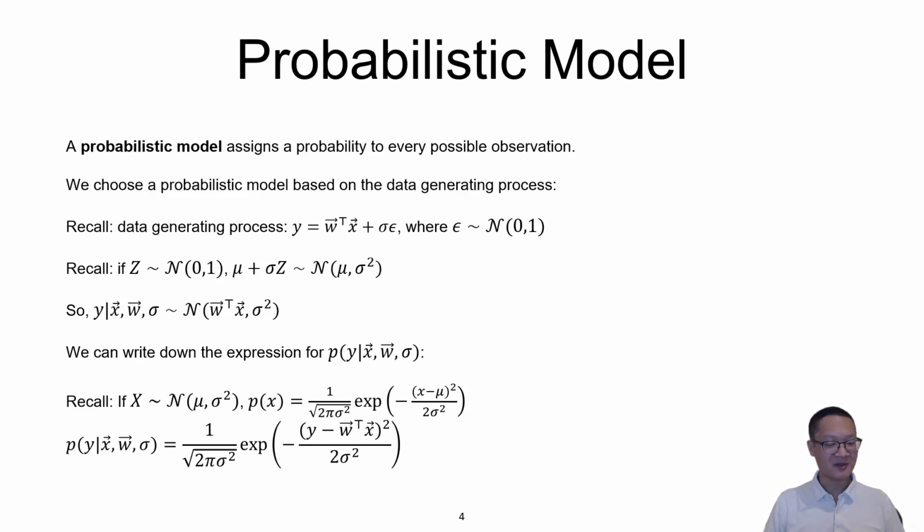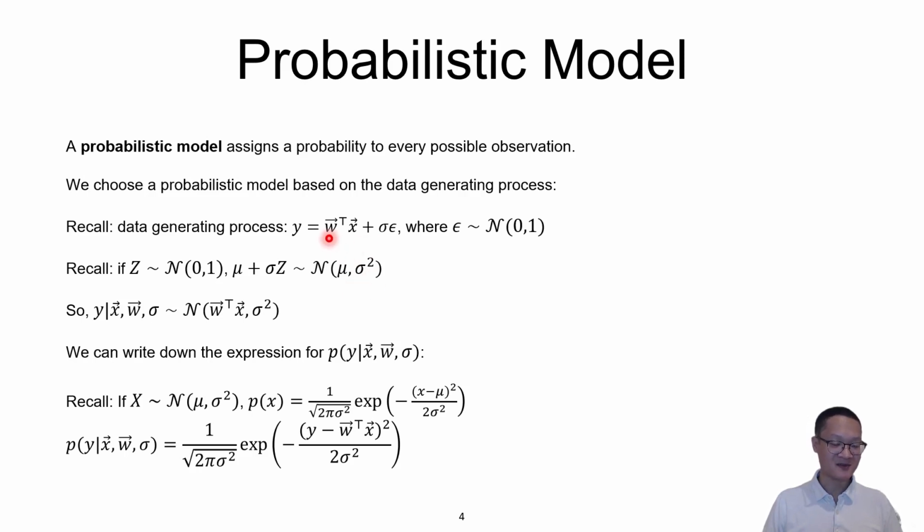Okay, so in general, a probabilistic model assigns a probability to every possible observation. Ideally we choose a probabilistic model based on what we know about the data generating process. In this case, this is what we assumed the data generating process to be, so that's also our probabilistic model. Now we can put our knowledge about Gaussian random variables to use. We know that epsilon is normally distributed with mean 0 and variance 1. That means that when we multiply by sigma, which is not random, it's a deterministic variable, we'll get a variance of sigma squared.